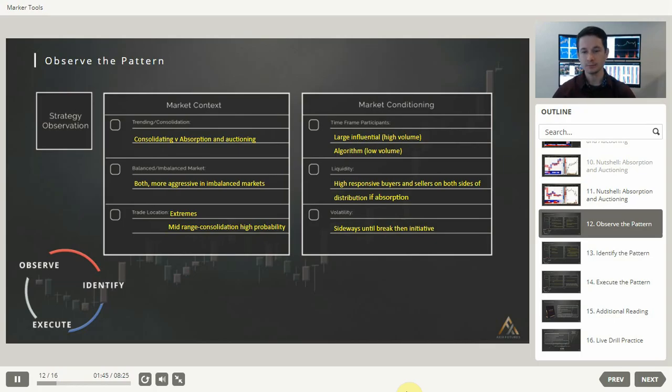Now, most important, you will need to complete one of these templates every time you encounter one of the 10 strategies. Okay, it doesn't matter which variation of the strategy. If it's one of the strategies, complete the template.